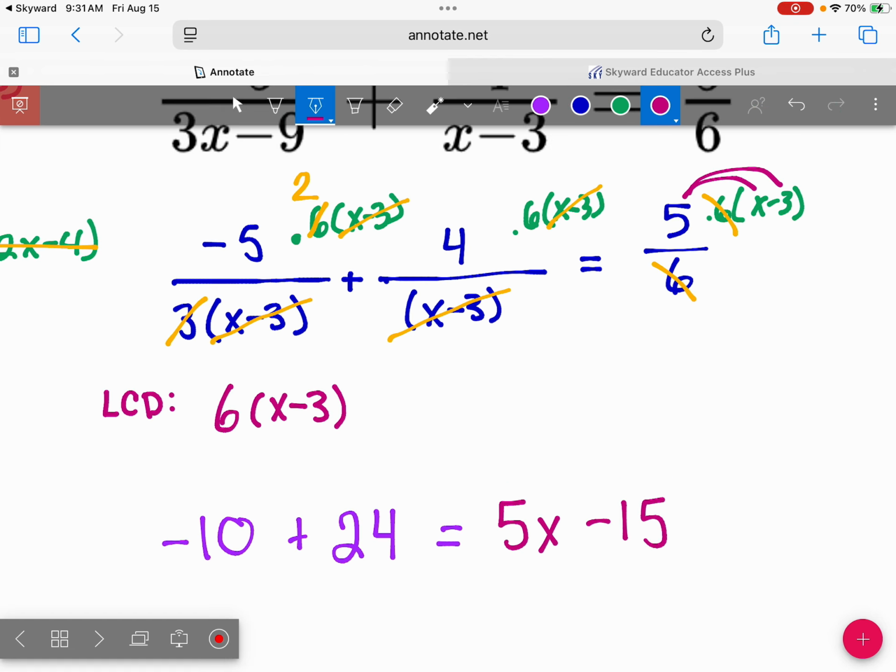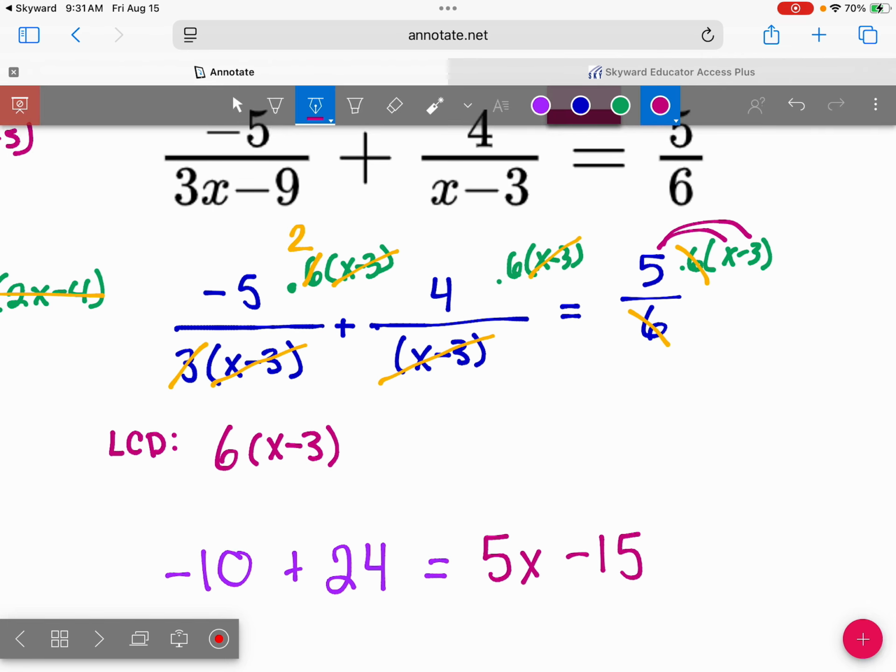Okay? So when we have especially more than 2 fractions, more than just 1 on each side, multiply everybody by everybody's least common denominator. That'll get rid of all of your fractions in one go.